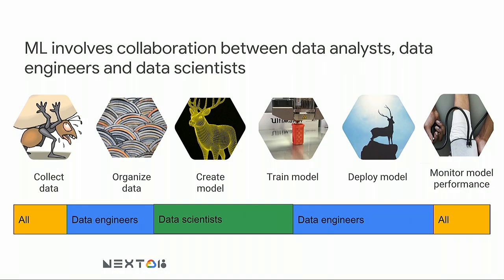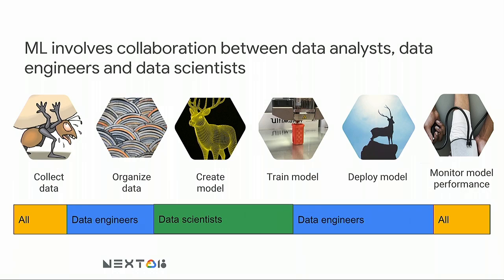Typically, your subject matter experts, your data engineers will gather all the data with inputs from data scientists. Your data scientists will join all the data, create the features, create and train the model, and data engineers will be responsible for maintaining the training and prediction infrastructure. And everyone will monitor model performance, although different aspects of it.